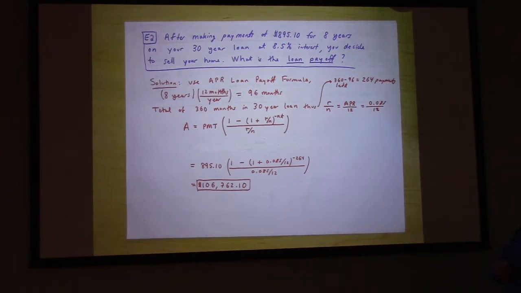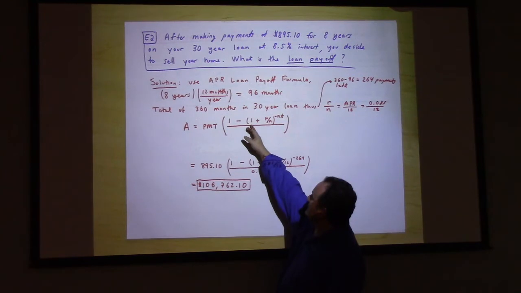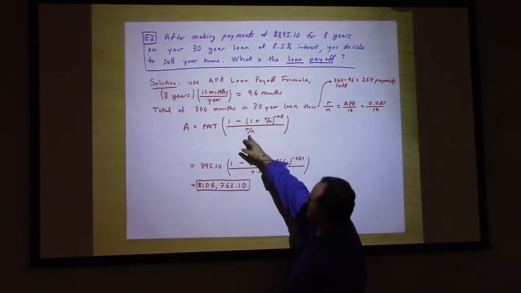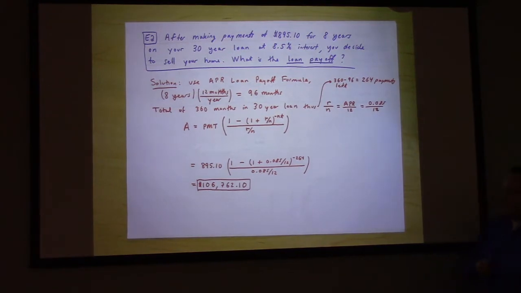And so the formula for this is the loan payoff formula, I think they call it. You take the payment and then multiply by 1 minus 1 plus r over n to the minus nt, divided by r over n. And when you work that math out, you end up with $106,762.10. This is your homework problem 3 from module 6, okay? If you're wondering. With my numbers, of course. You have different numbers, but the same formula will work, okay?